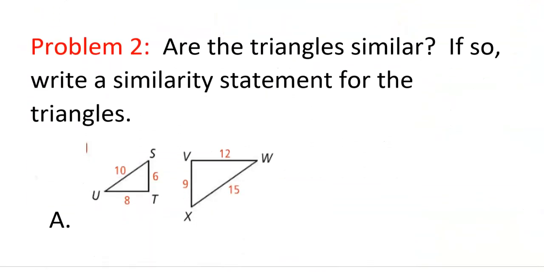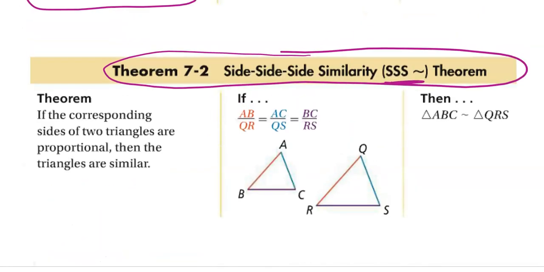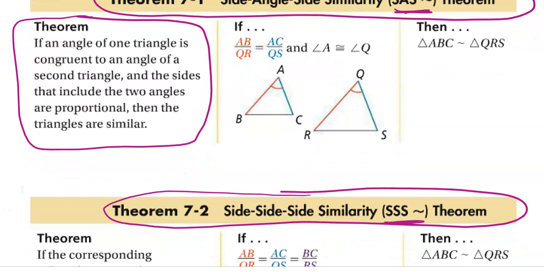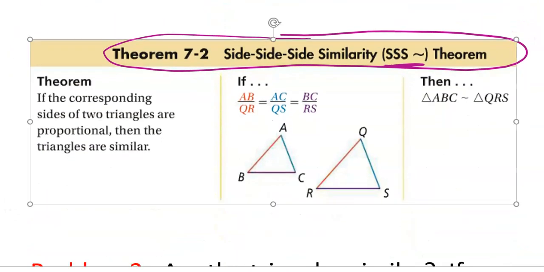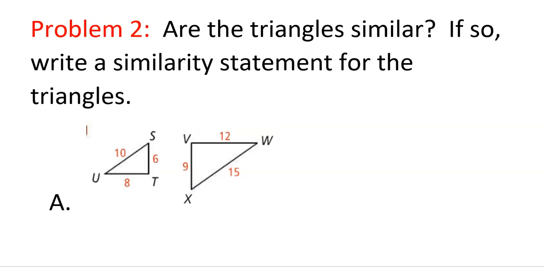So let's look at this one. You can kind of tell ahead of time which of those theorems you're going to use, because are there any angles given on this one? No, so we're not going to use angle-angle similarity because we don't have any angles. We don't know that they're even right triangles because the square isn't given. So we're either going to use the two that we just did, side-angle-side similarity, or side-side-side. Since we're not given any angles, we're going to use side-side-side.